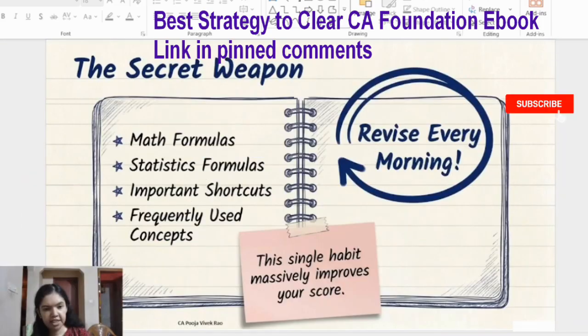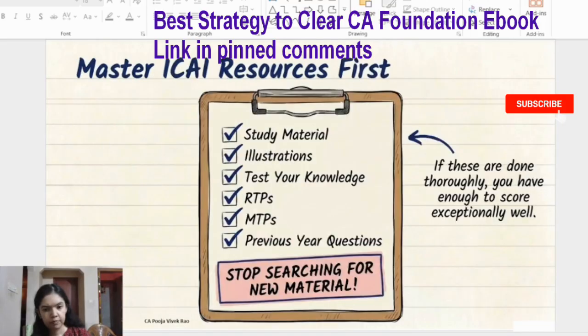So one secret strategy here would be for this subject, create a formula notebook. So this is the best strategy, that is to maintain a separate formula notebook. In this include mathematics formula, statistics formula, important shortcuts and frequently used concepts. And try to revise this notebook every morning. This single habit itself can significantly improve your scores.